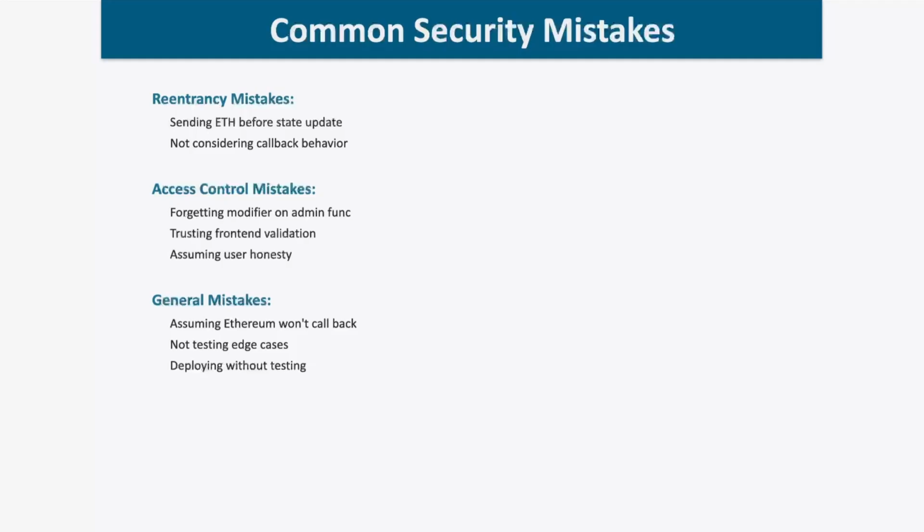The first is sending ETH before updating state. Second, not considering callback behavior. Developers forget that a call can trigger fallback functions that can call you back. Always assume external calls might re-enter. Then, access control mistakes. Forgetting modifiers on admin functions.